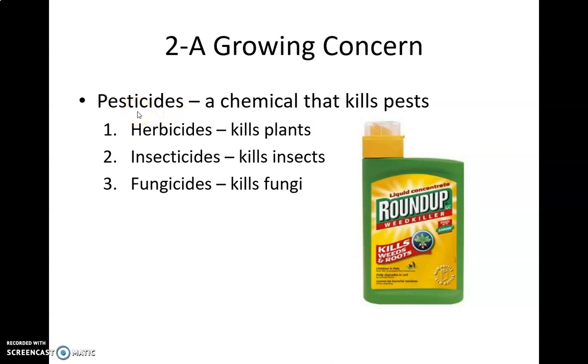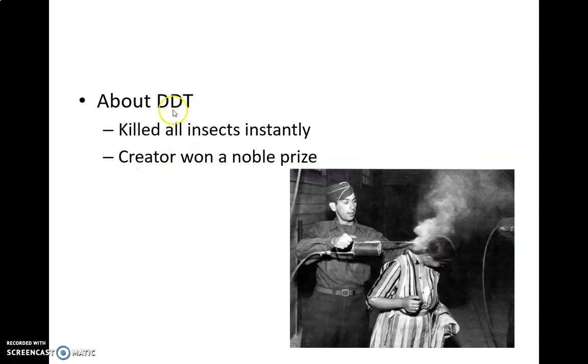So one type of pesticide that we're going to look at and give you a little bit of background information on for this case study is an insecticide called DDT. Now DDT came about just around the end of World War II. And the reason that it was so amazing at the time was that it killed all insects instantly.